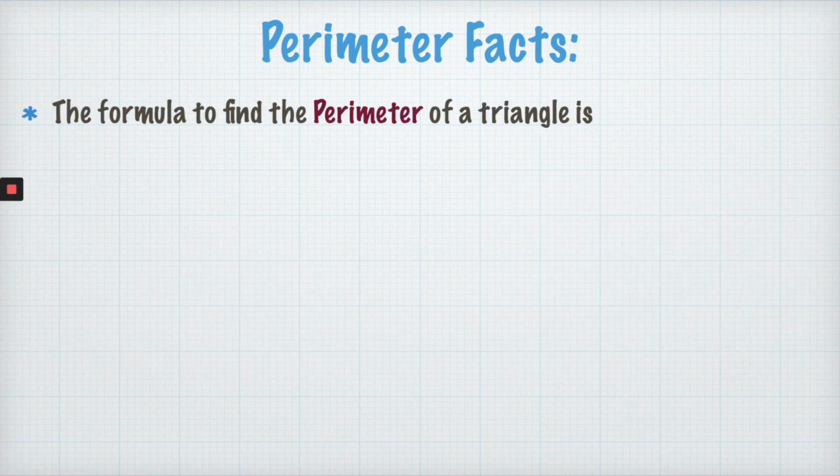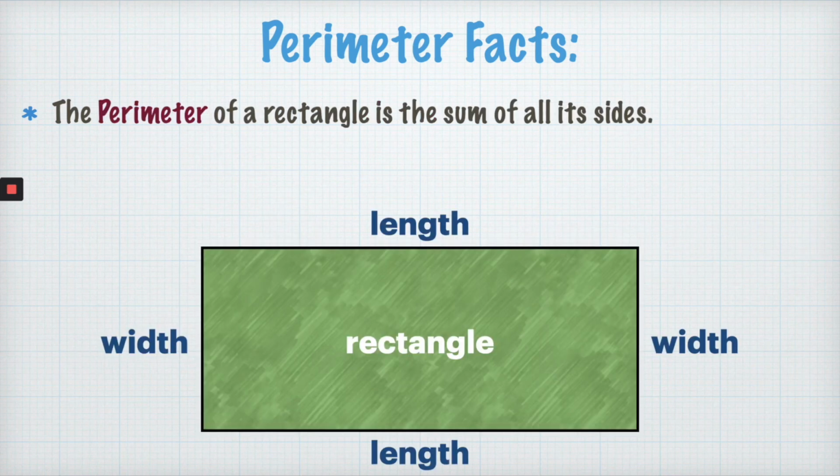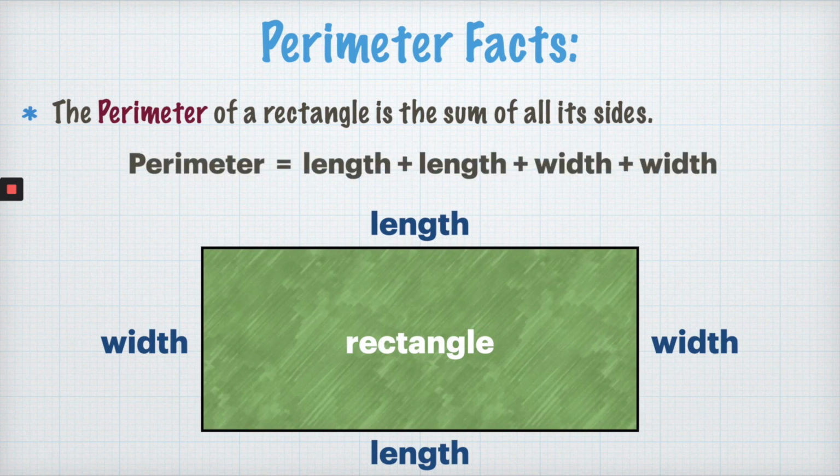Now the formula to find the perimeter of a triangle is this. Perimeter equals A plus B plus C. So length A plus length B plus length C is going to be our perimeter. Now for a rectangle, the perimeter of a rectangle is the sum of its sides. Notice we have length plus width plus width. So that would be our simple formula. When in doubt, you can use this formula, just add all the sides up, and that will give you your perimeter.